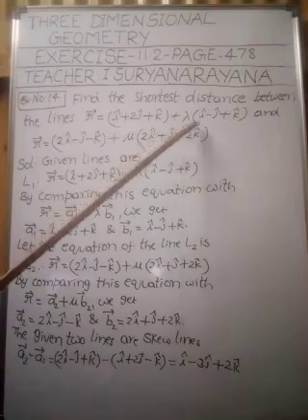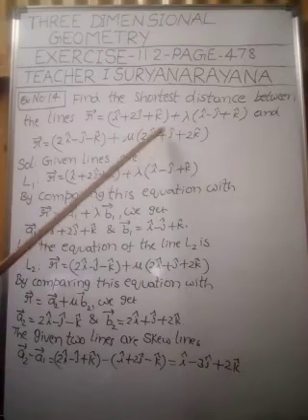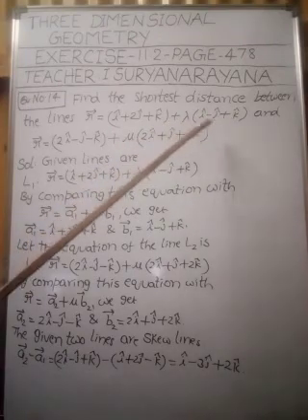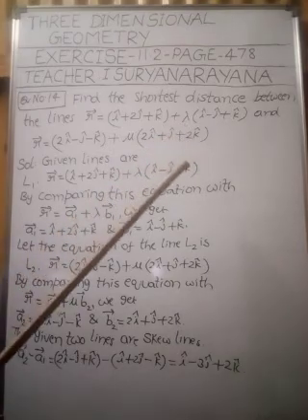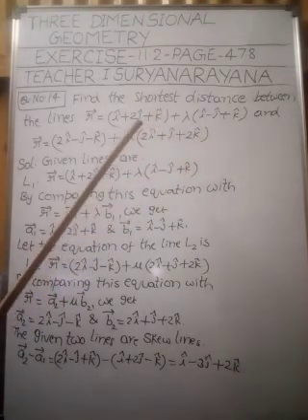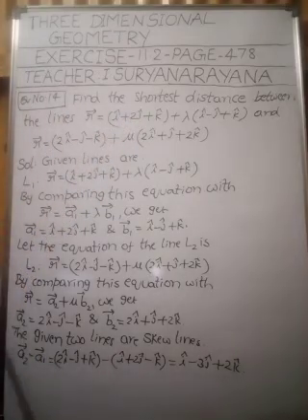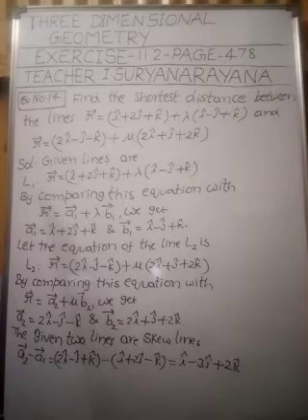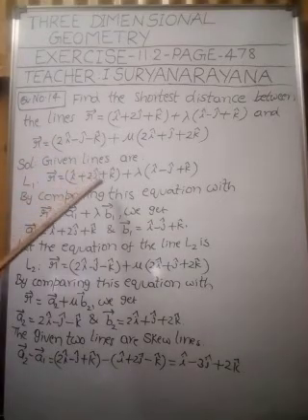Here these two vectors are not parallel. A1 by A2 is equal to B1 by B2 is not equal to C1 by C2. So that is why these two lines are not parallel vectors. The two lines are not parallel vectors means we have to take them as skew lines. Right. Come to the solution part.